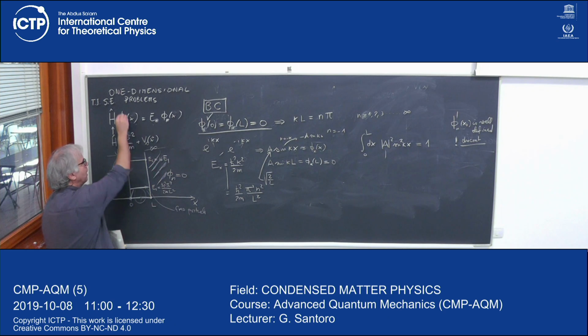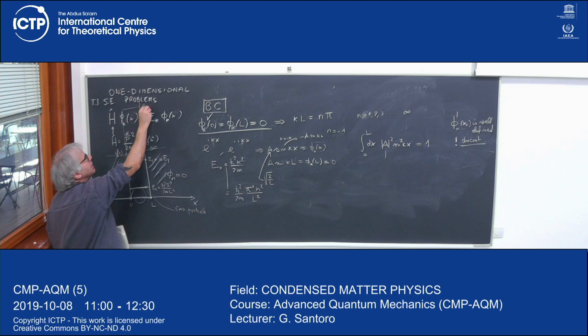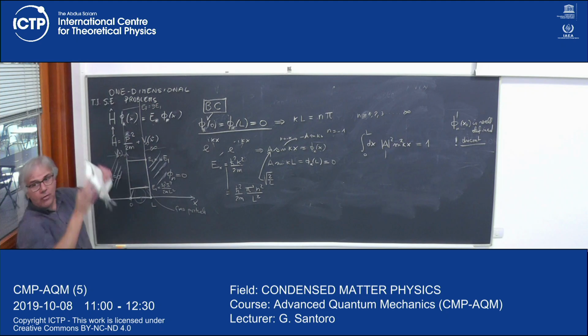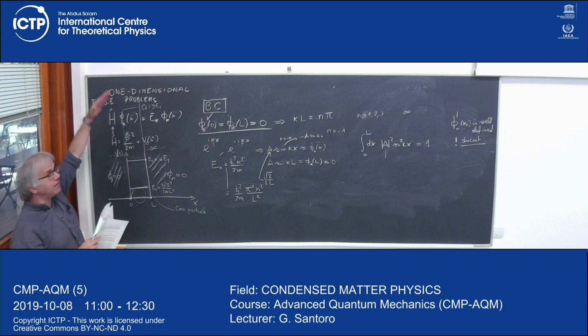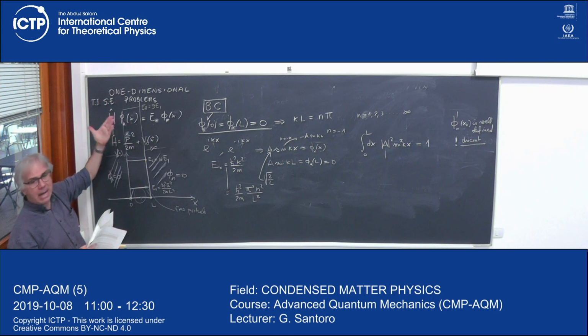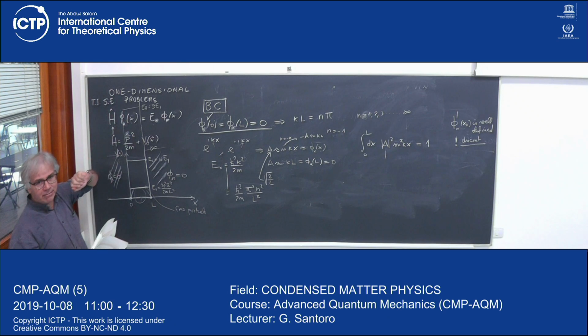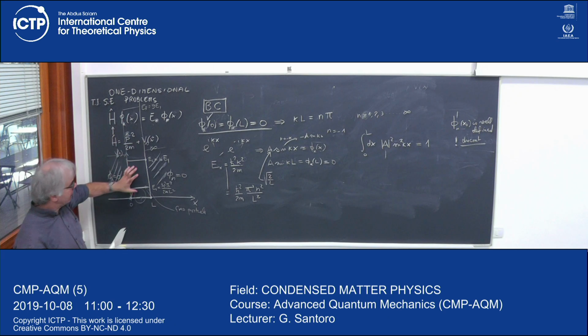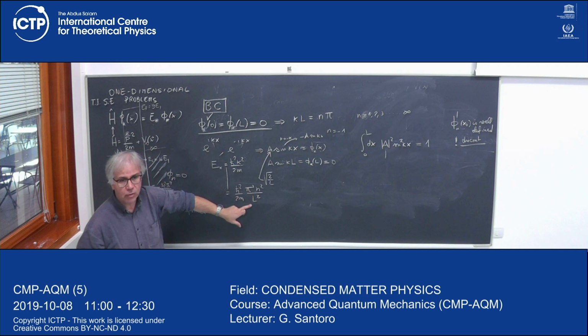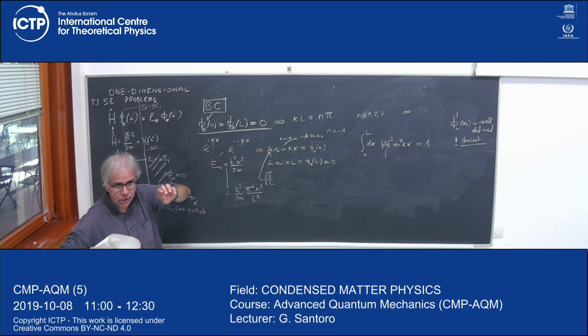Okay? What about the next one? E3 is 9 times as big. E3 is equal to 9 times E1. And so on and so forth, up to infinity. So there are an infinite number of bound state, discrete energy eigenvalues. Okay? The difference between these things is governed by L. So if you increase L, they shrink.